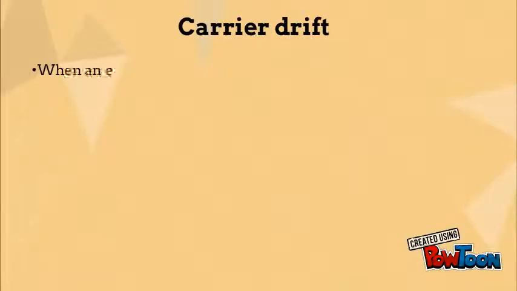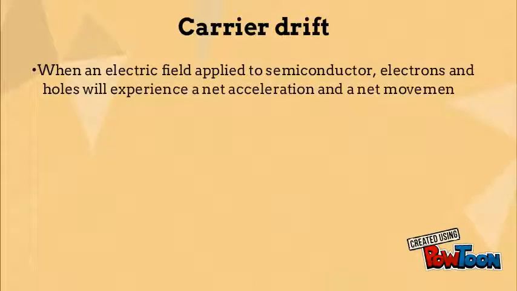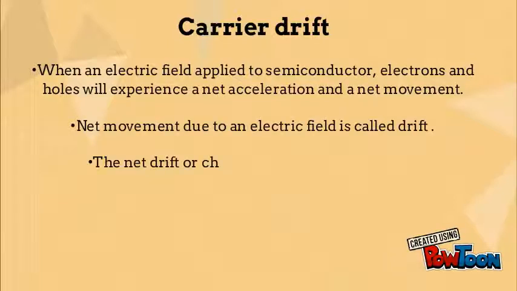Carrier drift. When an electric field is applied to a semiconductor, electrons and holes will experience a net acceleration and a net movement. Net movement due to an electric field is called drift. The net drift of charge gives rise to drift current.